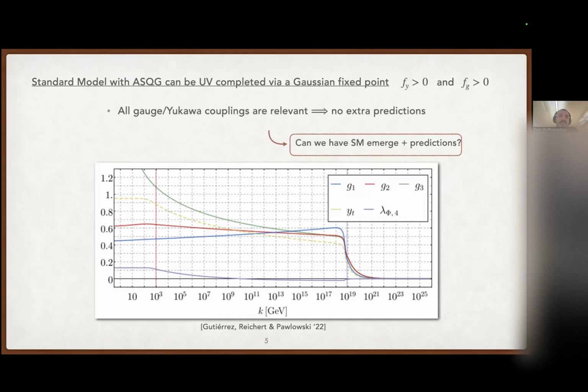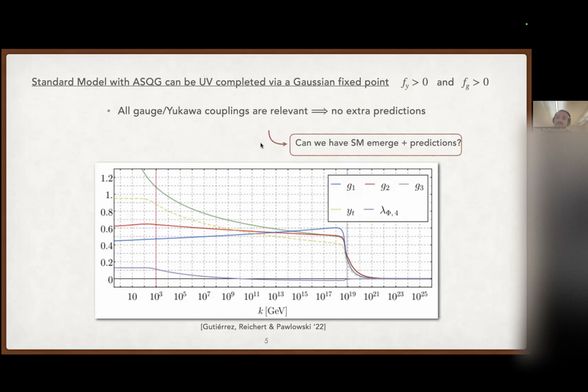In this specific model, all couplings are relevant, so there is no extra prediction. But what we would like to achieve here is to see if the standard model can emerge from another fixed point and potentially give us some explanations, some predictions, some more structure. And this is what we are aiming for. Especially, we're aiming to describe the quark and lepton mixing in the standard model.